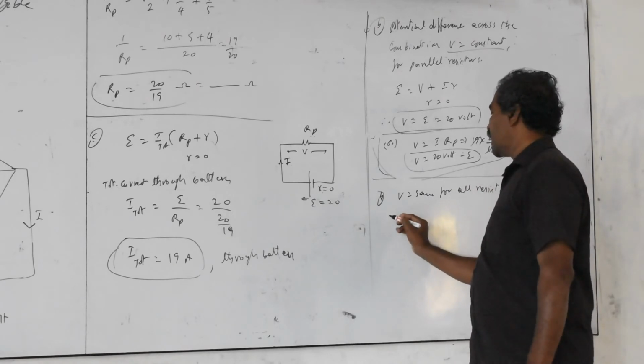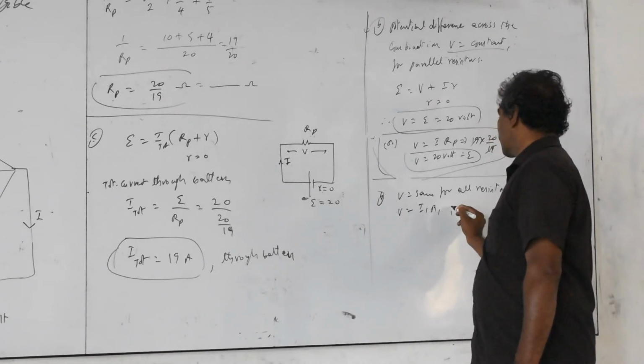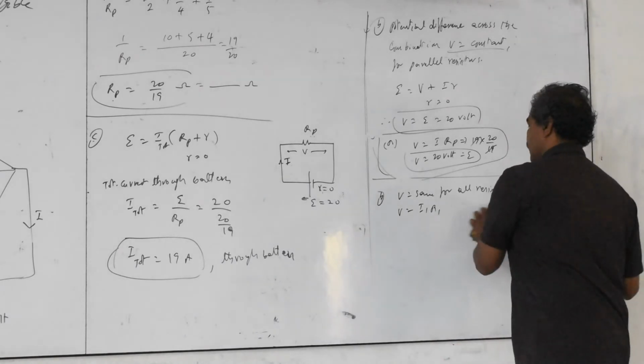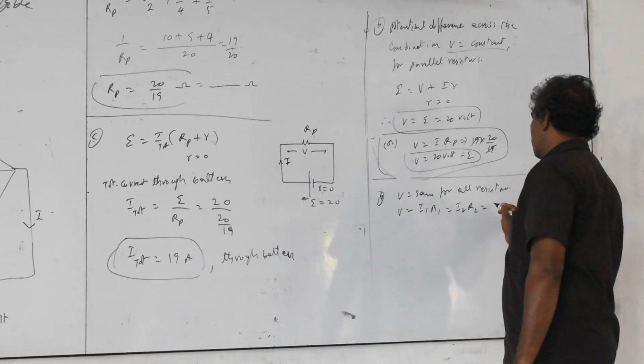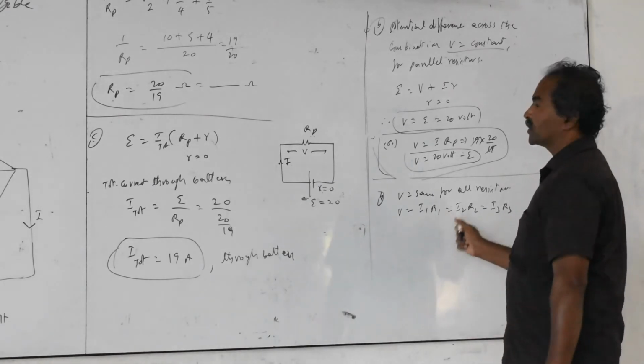So current through R1 is I1. V equal to I1 R1. V is also equal to I2 R2, V is also equal to I3 R3, and V is also equal to I into R equivalent. One step, not compulsory, grade separate steps.